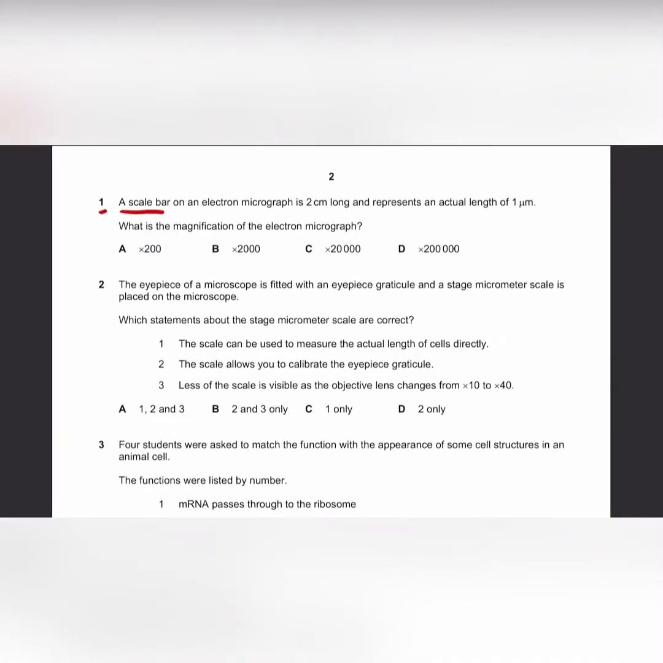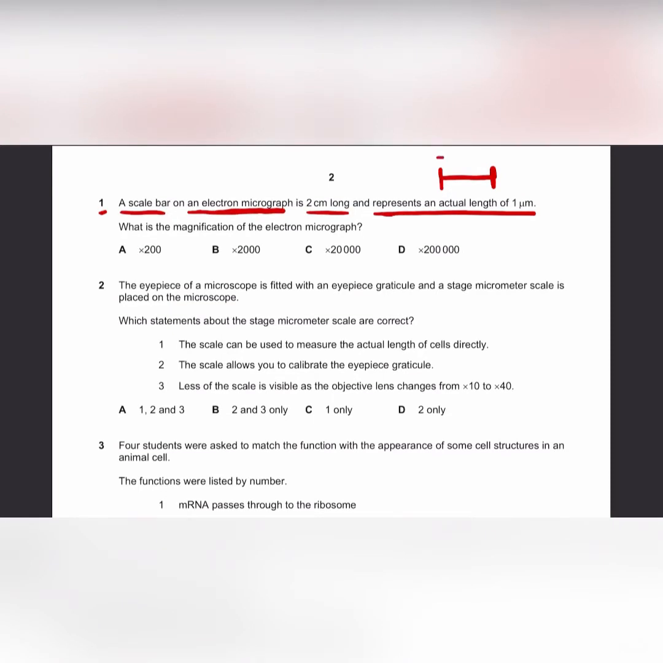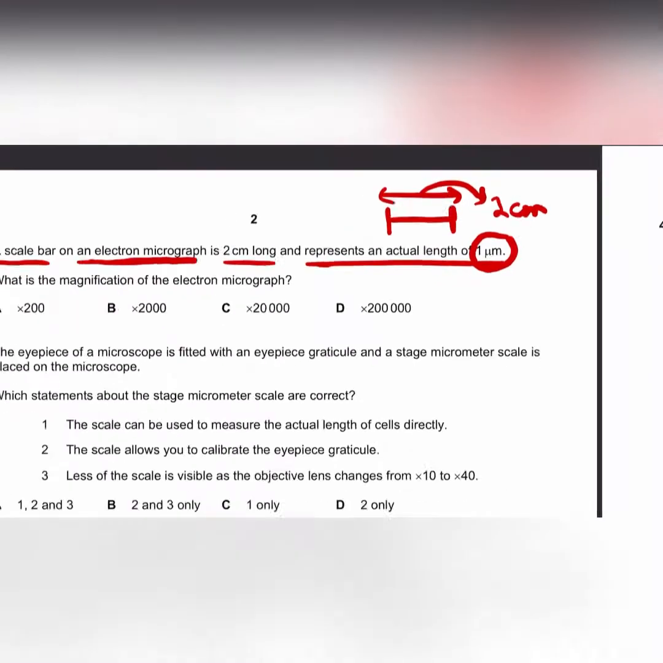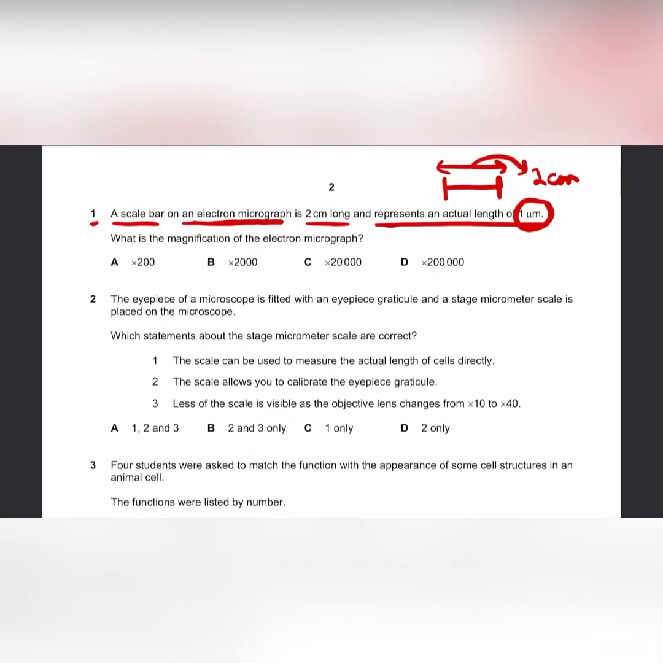A scale bar on an electron micrograph is 2 centimeter long and represents an actual length of 1 micrometer. So they say that the scale bar on the electron micrograph, which is a photo taken from the electron microscope, the length of the scale bar is 2 centimeters. And the actual length is 1 micrometer. So the length of the scale bar is the image length, that is 2 centimeter, and actual length is 1 micrometer. So what is the magnification of the electron micrograph?